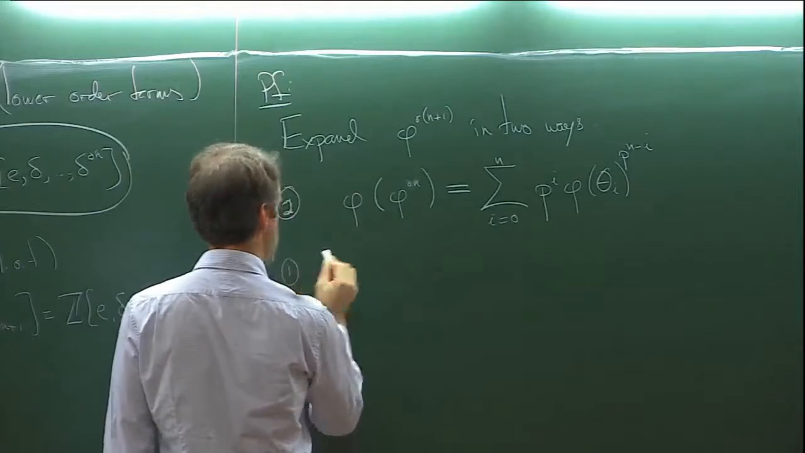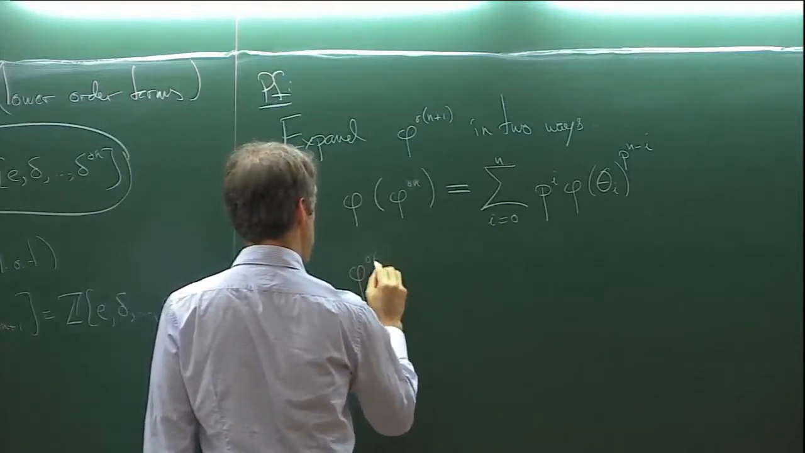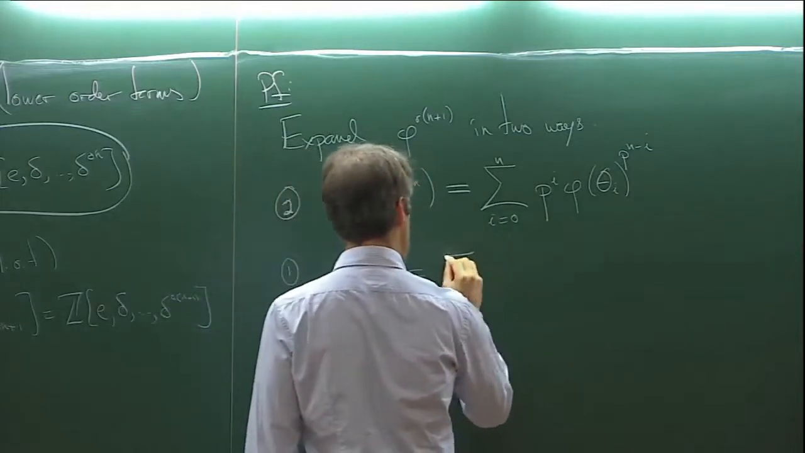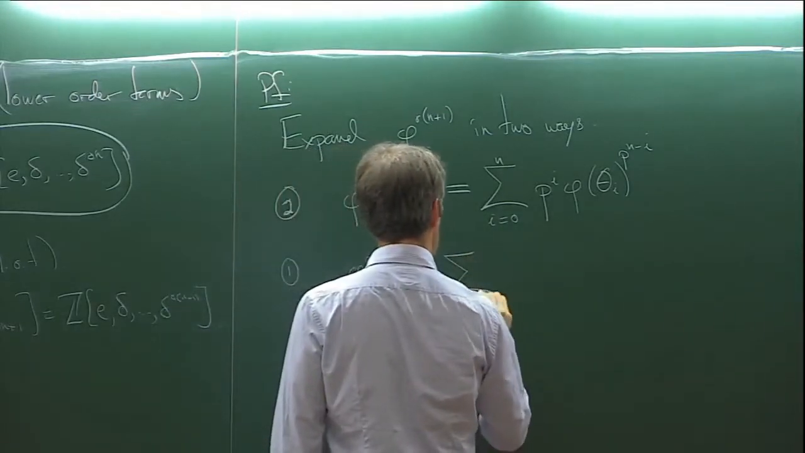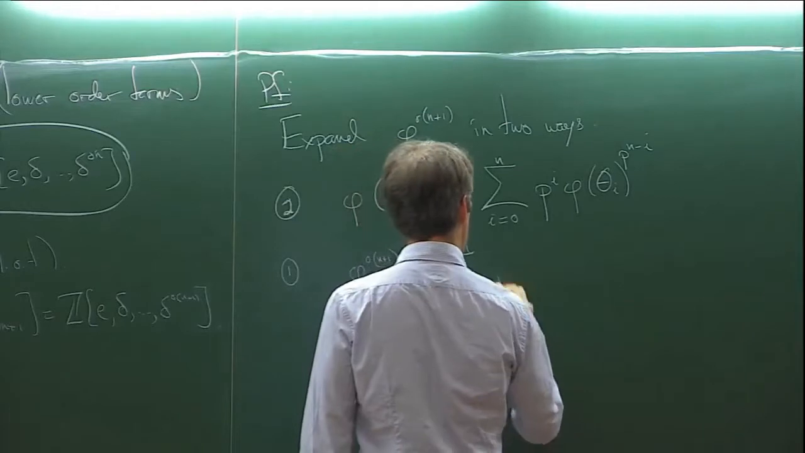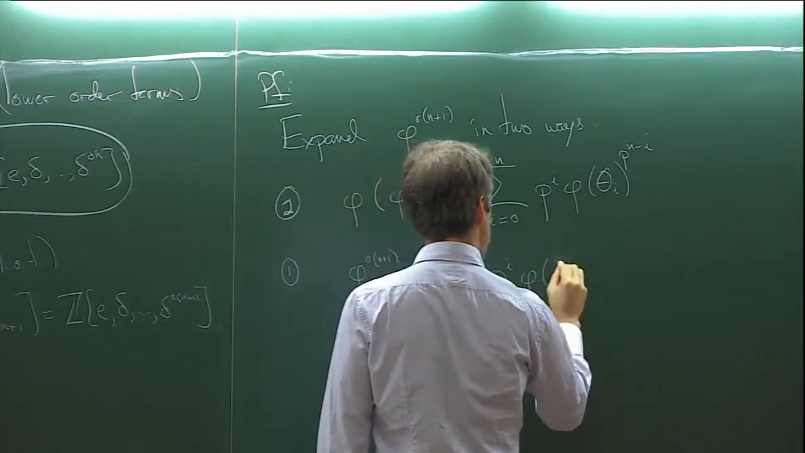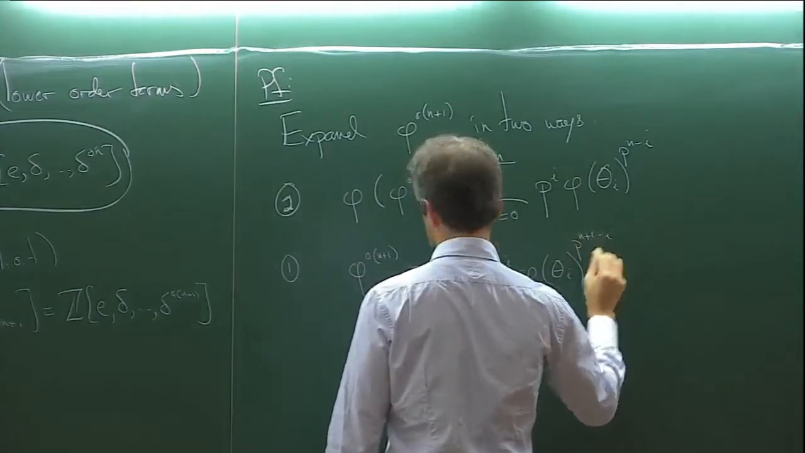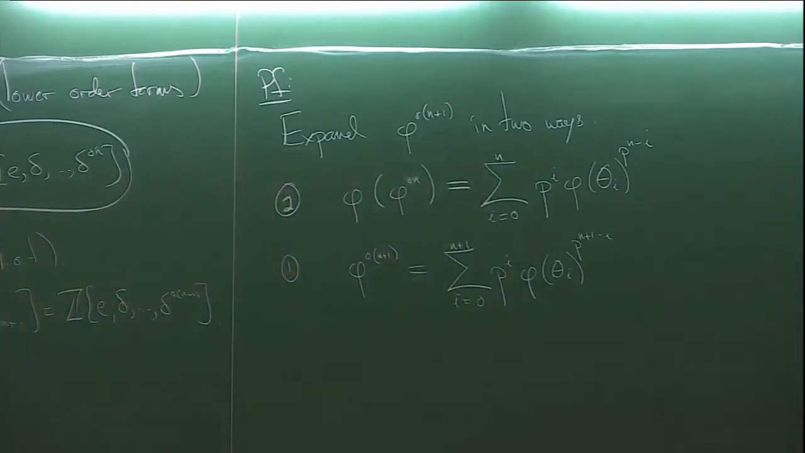So let me just do number 1 first. We just do it directly. So this is the sum, i equals 0 to n plus 1, p to the i, phi of theta i, to the p to the n plus 1 minus i. So that's just the definition directly in the case of n plus 1.